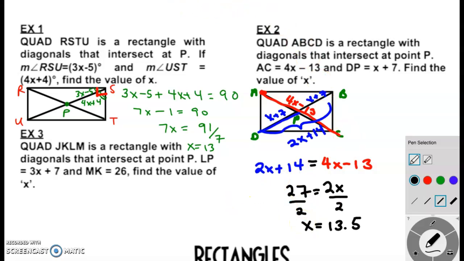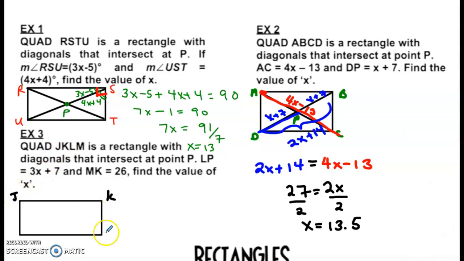All right, so last one, let's go ahead and draw in our rectangle. Quadrilateral J, K, L, M. We have our diagonals intersecting again at P.